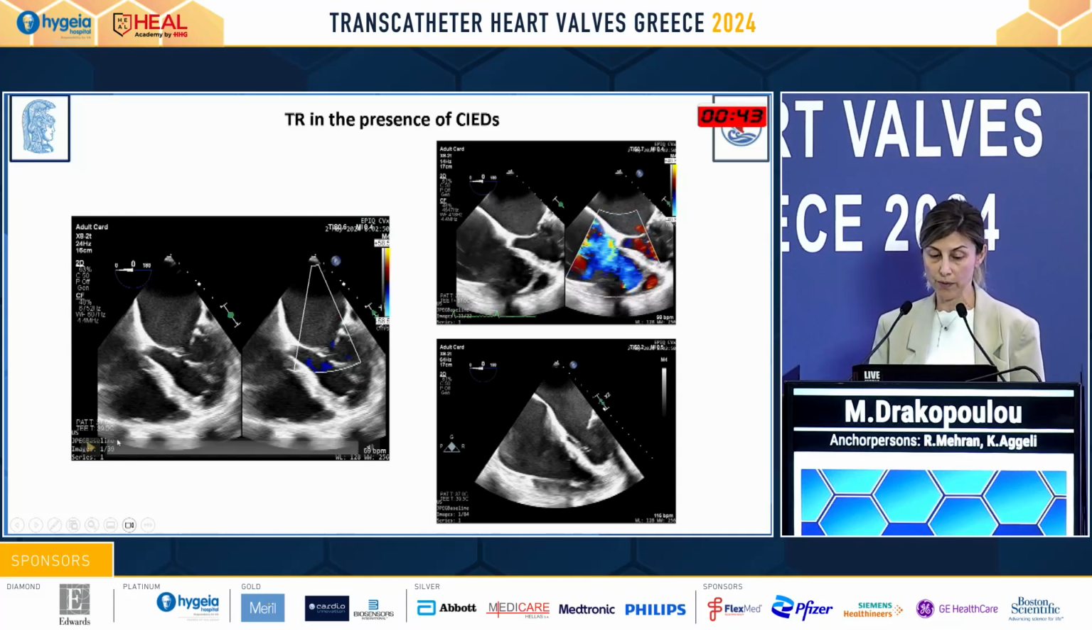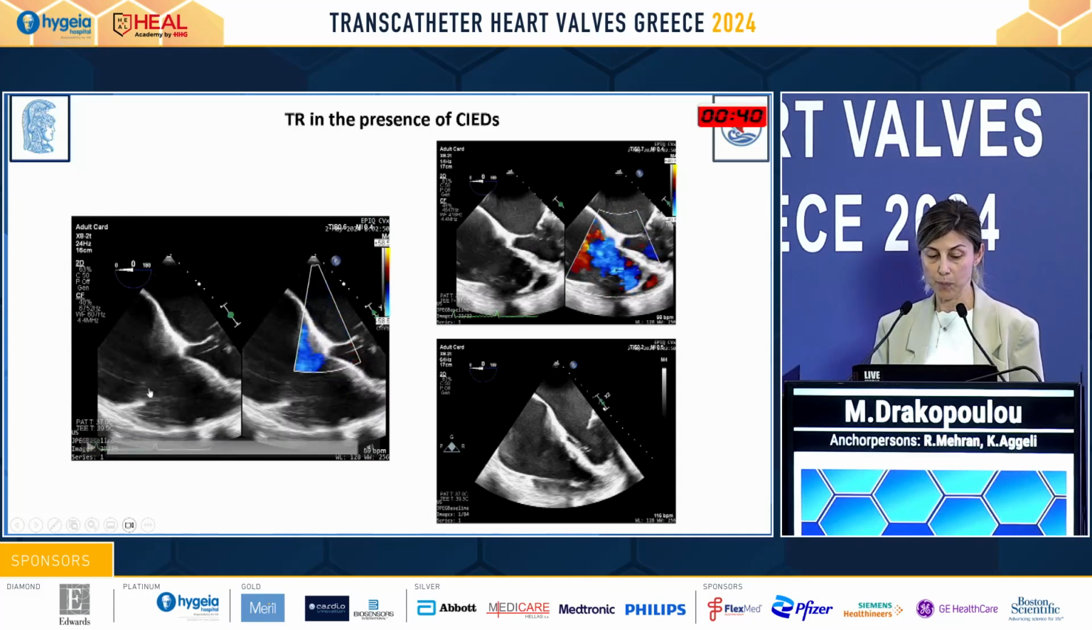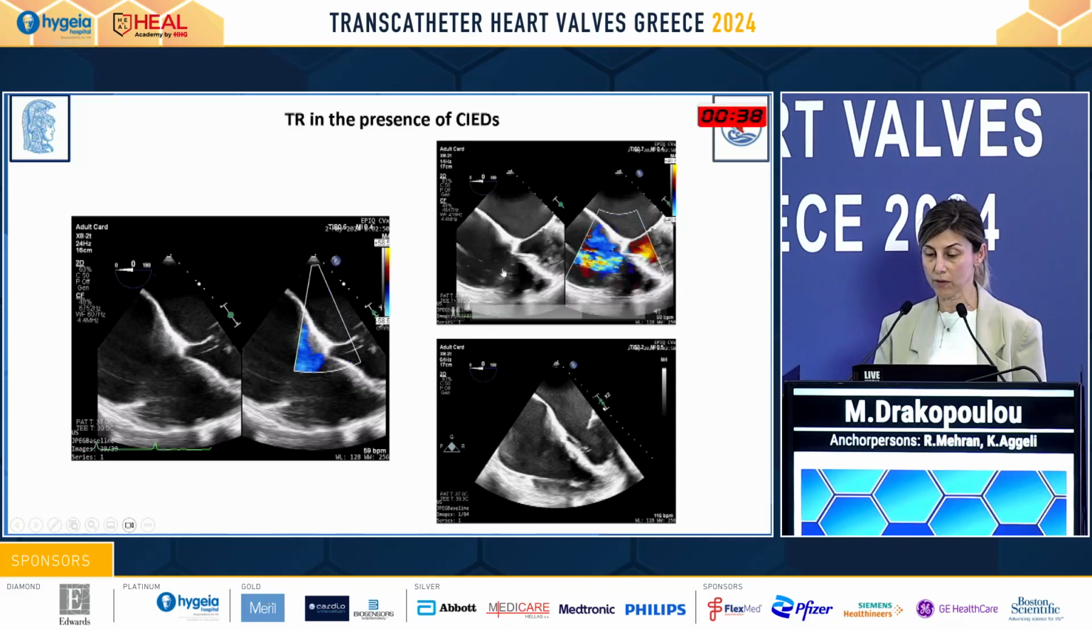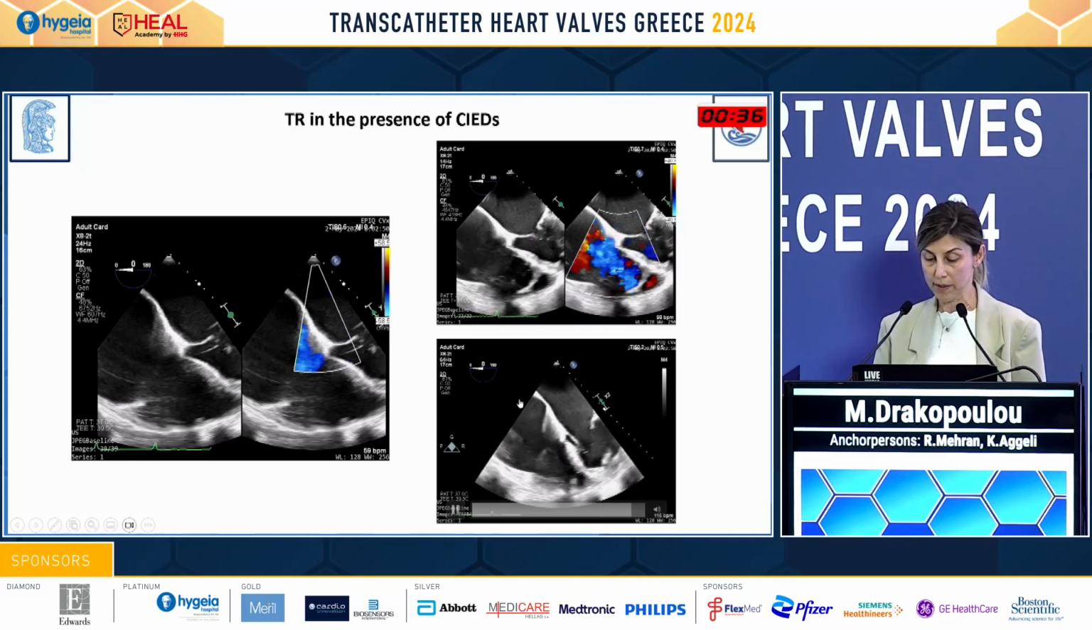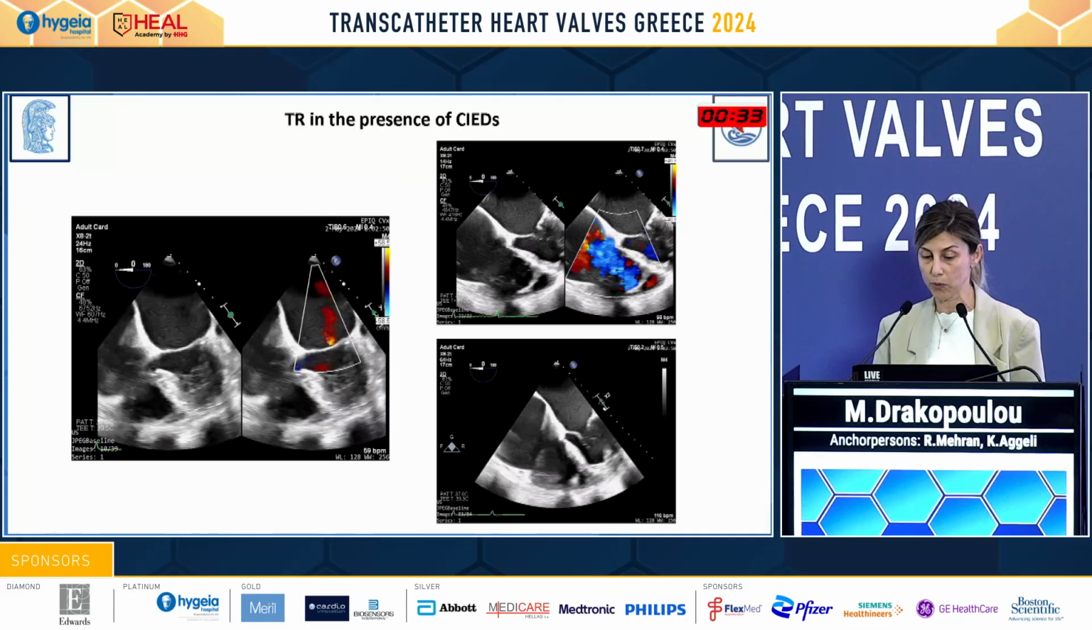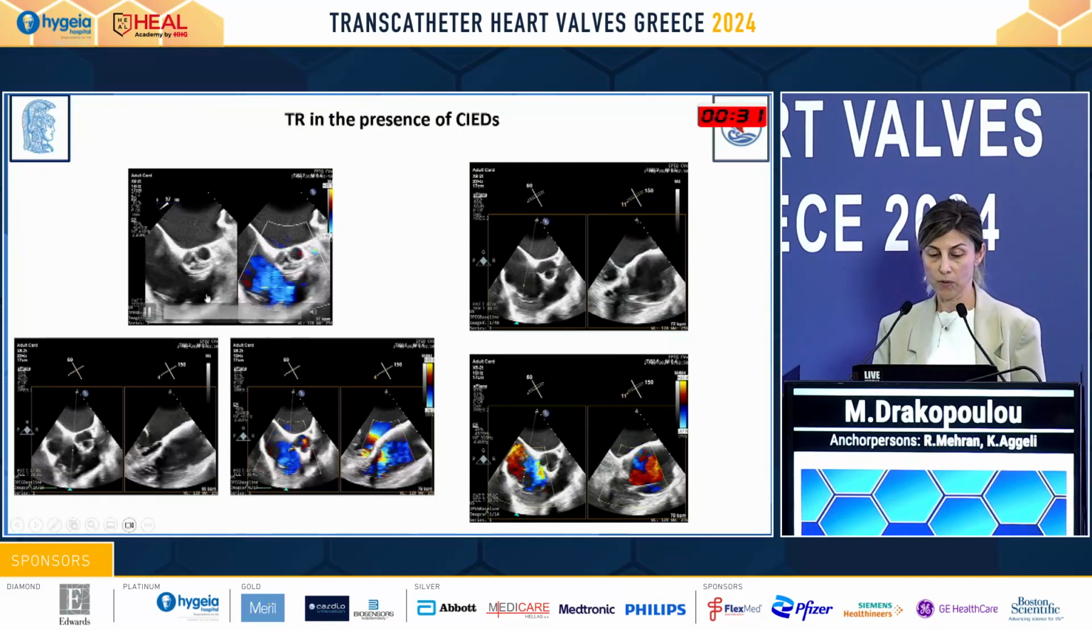This is a case with a lead at the tricuspid position. The lead has a posterior position at the posterior cusp, and with tilting the probe, we can see and prove that this is actually what we see.